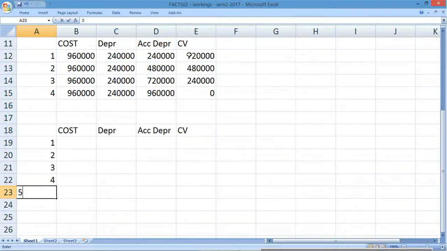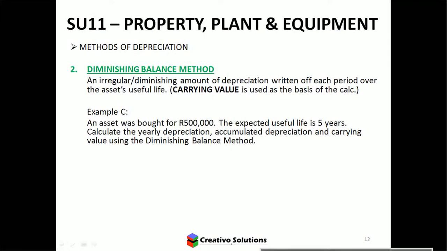One, 2, 3, 4, 5 years. Diminishing balance. Okay, so diminishing balance is going to be calculated on what? The carrying value. Do you agree? Yes. Okay, so am I going to use the 500? Yes. Only for the first year. No. I'm not going to use the 500 for all the other years in terms of calculating the depreciation.